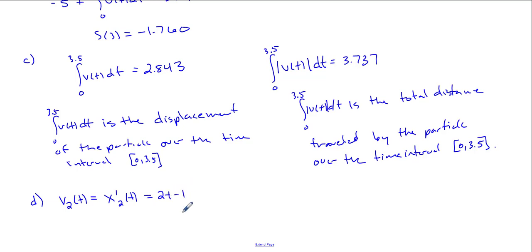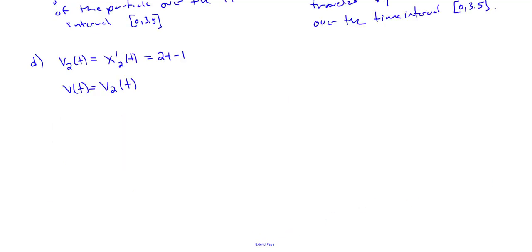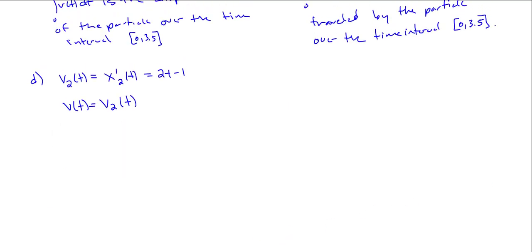Now, what are we looking for when their velocities are the same? You are looking for when v of t equals v sub 2 of t. You better write that down also. You're looking for when the two velocities are the same. How do we know that? They said it, so write it down. That's what you're looking for. But the other part is they're asking you to find the other velocity.